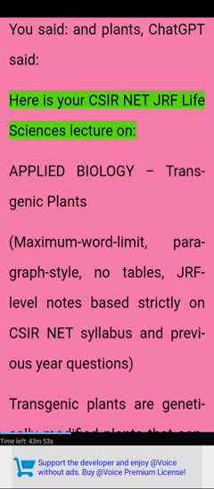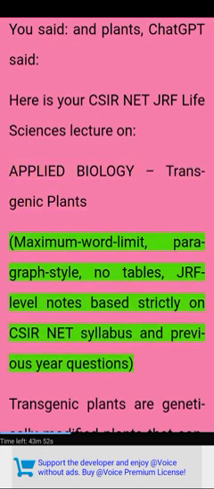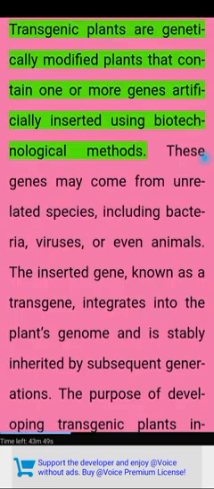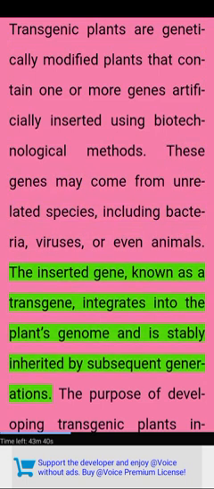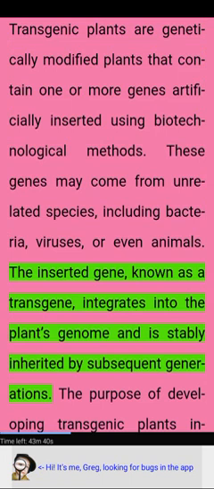Here is your CSIR NET JRF Life Sciences lecture on Applied Biology: Transgenic Plants. Maximum word limit, paragraph style, note tables, JRF level notes based strictly on the CSIR NET syllabus and previous year questions. Transgenic plants are genetically modified plants that contain one or more genes artificially inserted using biotechnological methods. These genes may come from unrelated species, including bacteria, viruses, or even animals. The inserted gene, known as a transgene, integrates into the plant's genome and is stably inherited by subsequent generations.